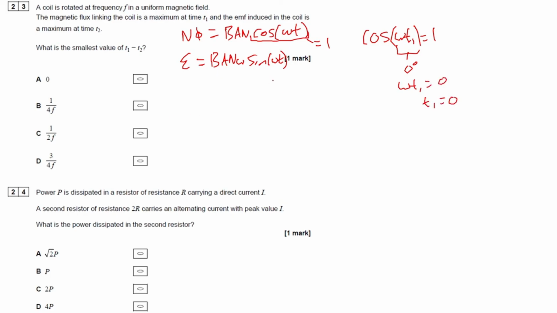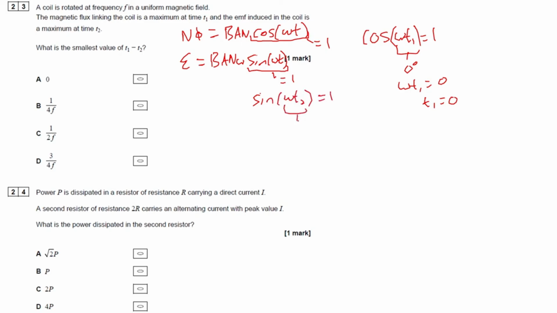Now let's look at the second equation. Again, for EMF to be maximum, it means that this value has to be equal to 1. The maximum value that sine of anything can be is 1. So again, I can write this out here like this. Sin omega t2 this time is equal to 1.